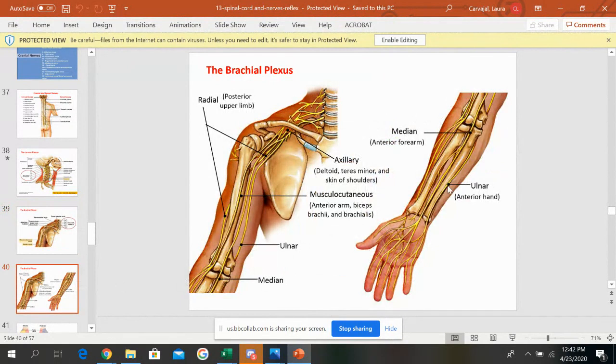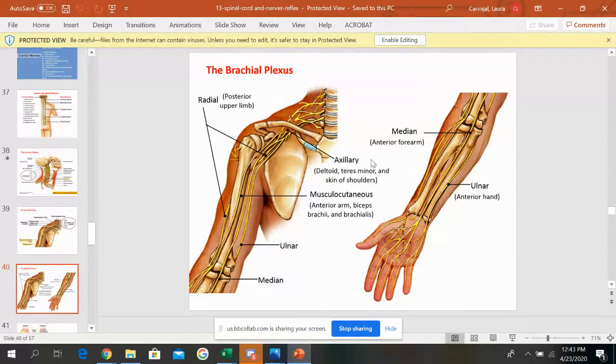Going down the arm, we then see that we have the ulnar nerve, which is more medial because it's closer to the body. And then we have our radial nerve. So the radial nerve is next to the radius right here. And then we have our ulnar nerve, which is the one that's on top of our ulna. And then it innervates our forearm and our hand and our palm.